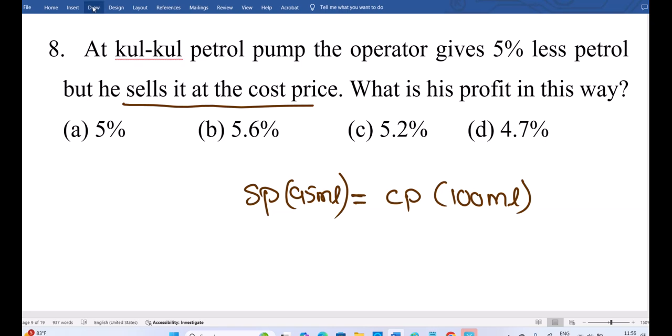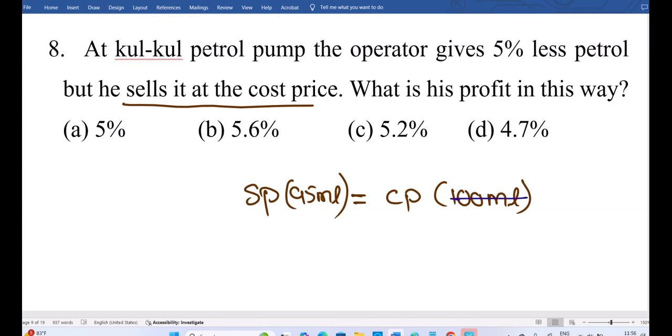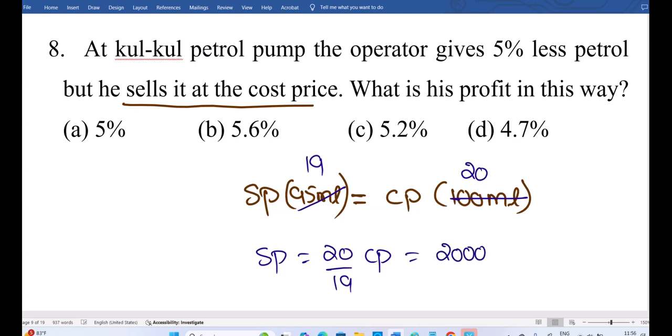Now solving this is completed. So you can cancel ml, same units. 20 times, 19 times. Selling price is equal to 20 by 19 times of cost price. In terms of percentage, we have to multiply with 100. Let us say selling price is 110% of cost price means 10% profit, right? Selling price equal to 110% of cost means 10% profit. Here 20 by 19, we have to convert into percentage. So what do you get? Into 100 means 200. 200 divided by 19.